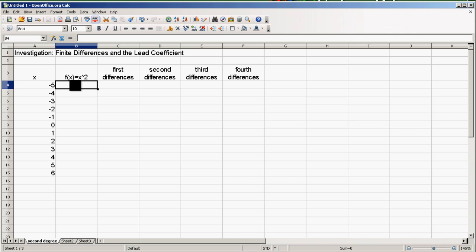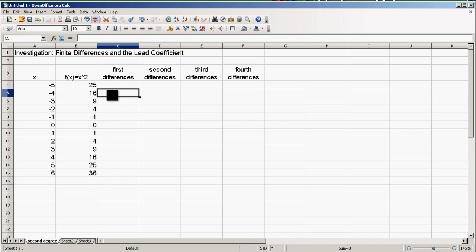I'm going to be investigating f(x) = x², and so in this case my lead term is a second degree term and my lead coefficient is just 1. What I'm going to be doing in this cell is taking what's in A4 and squaring it, and that's how I enter that in a spreadsheet. There we go, 25, that all makes sense. And now what I'm going to do is just fill that down.